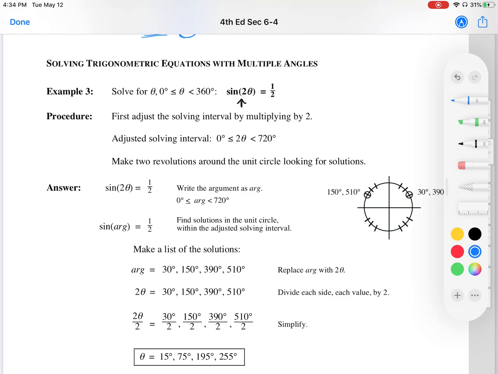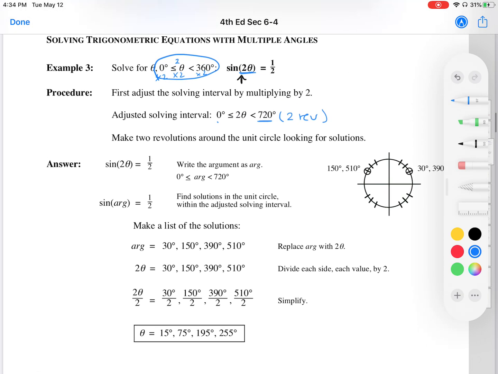Solve for theta when 0 is less than or equal to theta less than 360 for sine of 2 theta equal to 1/2. So we see that our argument is not by itself, it has something else. All right, let's begin by altering our interval. We see that it has theta and we want 2 theta, so we need to multiply by 2. So it's going to go to 0 to 720, which we know is 2 revolutions.